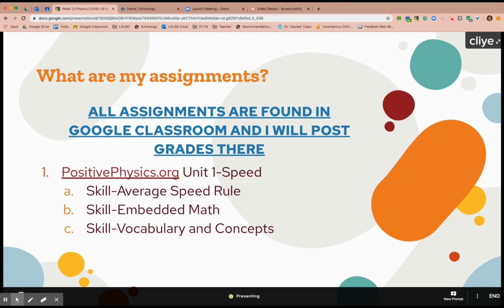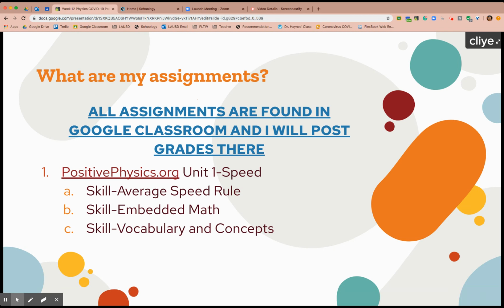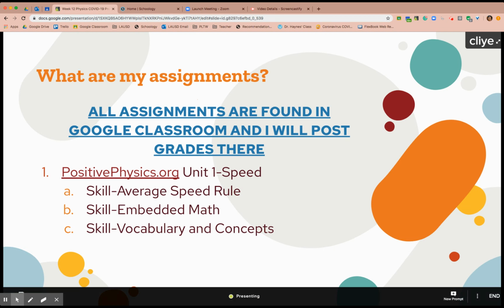So our assignment, this is what I want you to get completed in positivephysics.org. I want you to go to the unit 1 that says speed, and I want you to finish the average speed rule, the embedded math, and the vocabulary and concepts. You need to do all 3 of those. And I haven't put them in Google Classroom yet, but I'll be posting them soon. But let's go to positivephysics.org so you can see what it looks like.